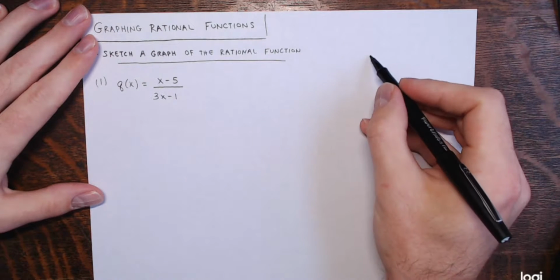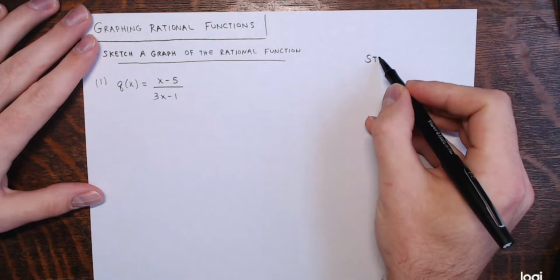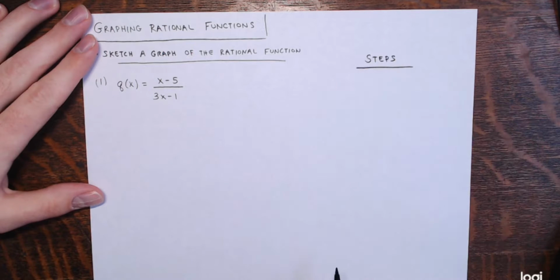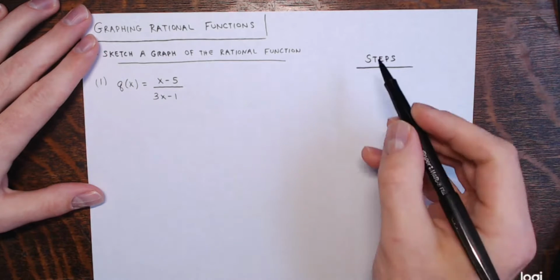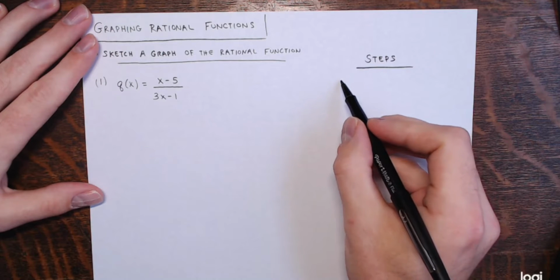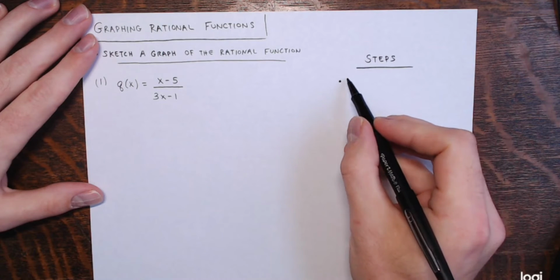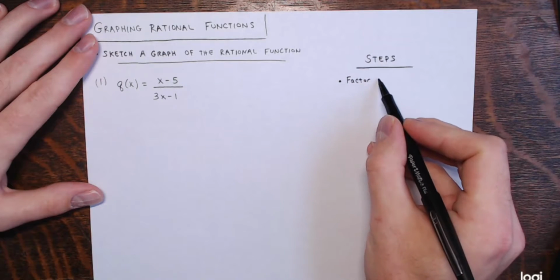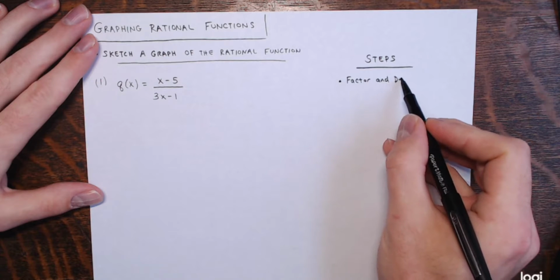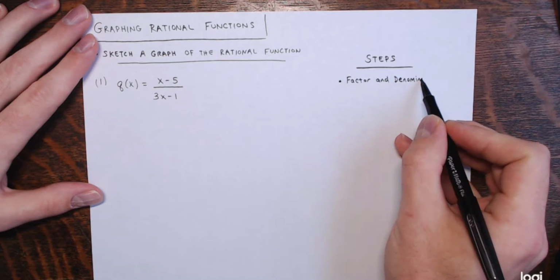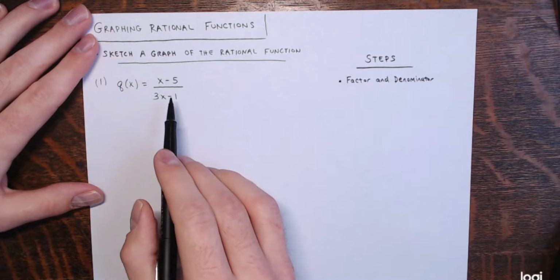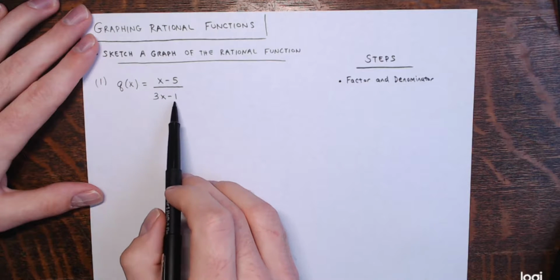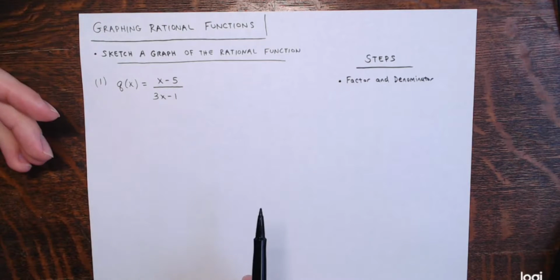So over here, I'm going to put the steps that I usually like to follow when I make a quick sketch of a rational function. So first, if you can, I'm going to factor the numerator and denominator completely, if they're even factorable, which for this first example they're not. Over the integers, x minus 5 in the numerator and 3x minus 1 in the denominator are both already linear.